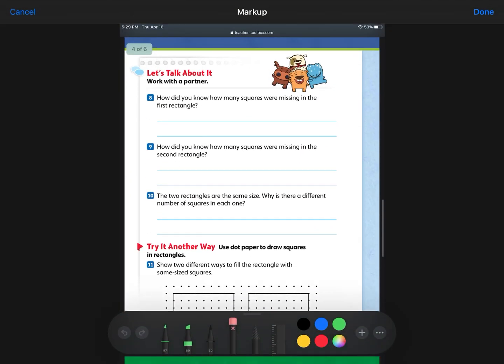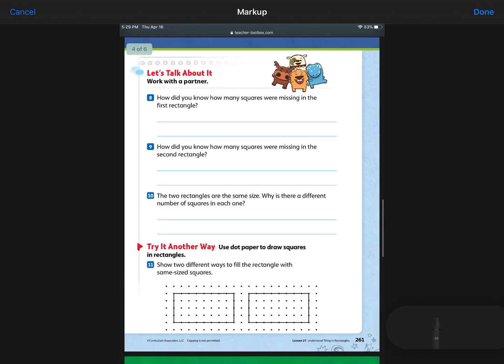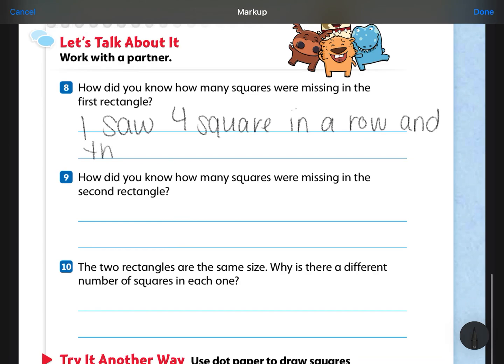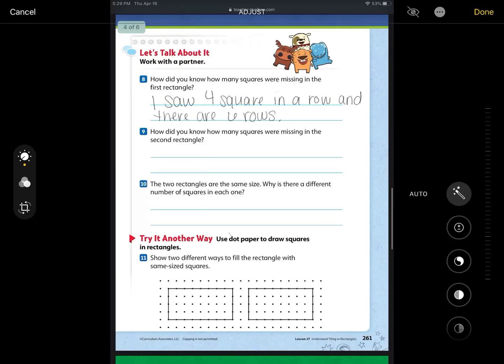Mark up. I'm going to use black. Okay, so how did you know how many squares were missing in the first rectangle? I saw 4 squares in a row. And there were 6. There are 6 rows. Okay? So now let's go back and look at that page again after we read number 9.